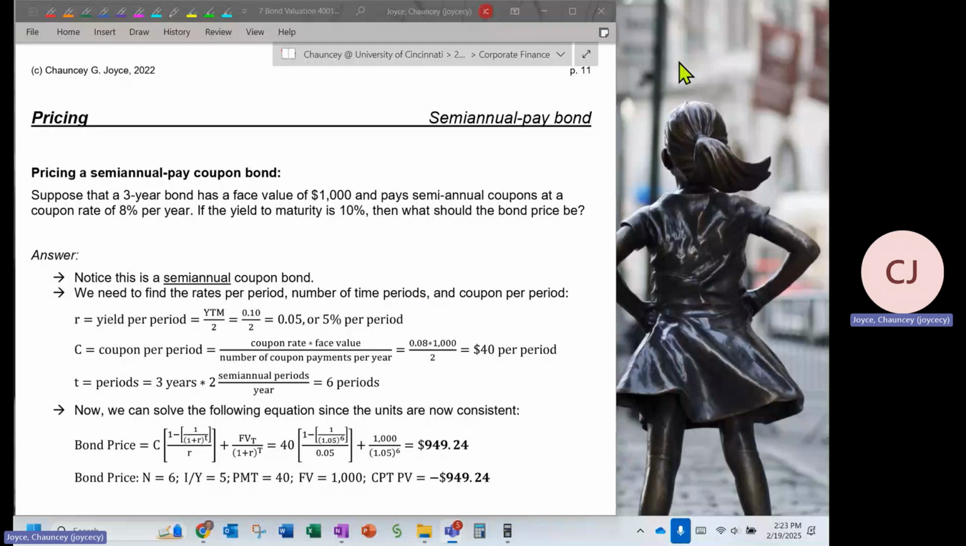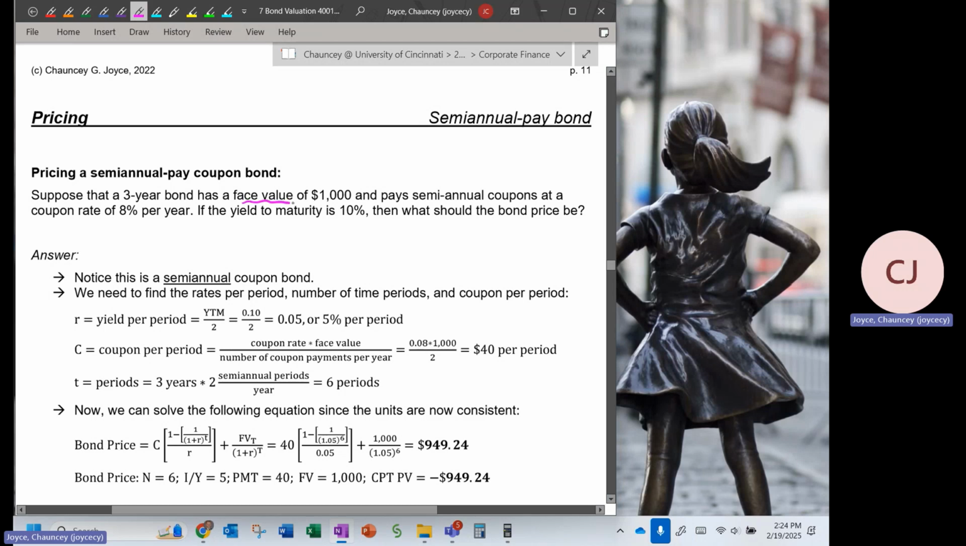We're going to talk about pricing, and for this example, we're going to use a semi-annual bond. So let's take a look at this question. Pricing a semi-annual pay coupon bond. Suppose that a 3-year bond has a face value of 1,000 and pays semi-annual coupons at a coupon rate of 8% per year. If the yield to maturity is 10%, then what should the bond price be?